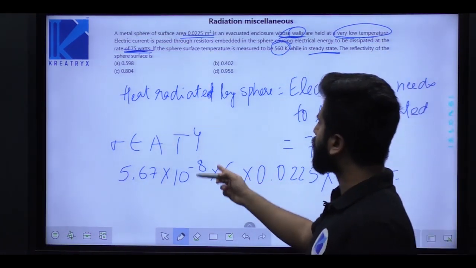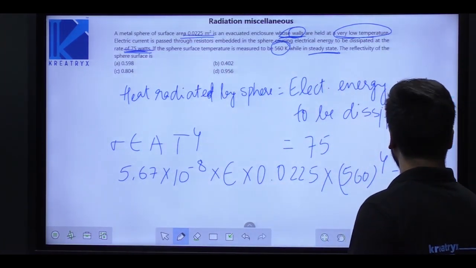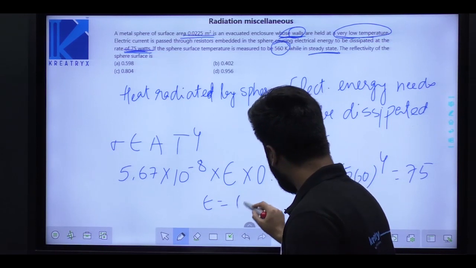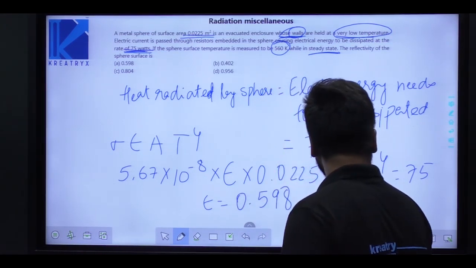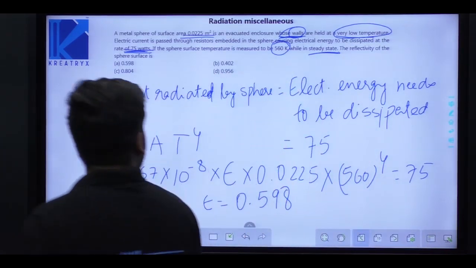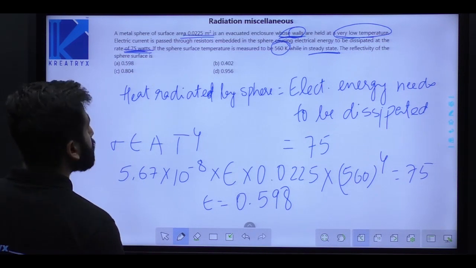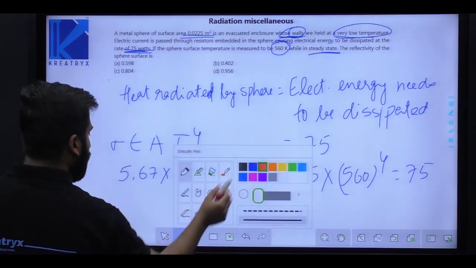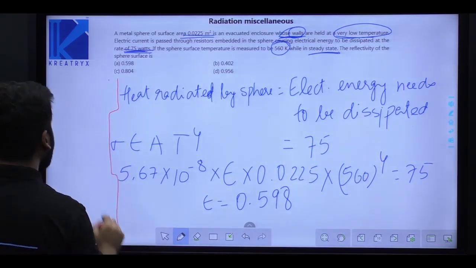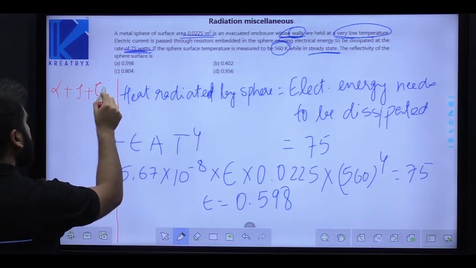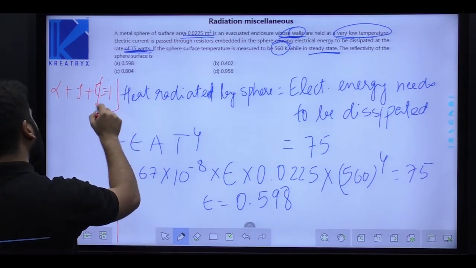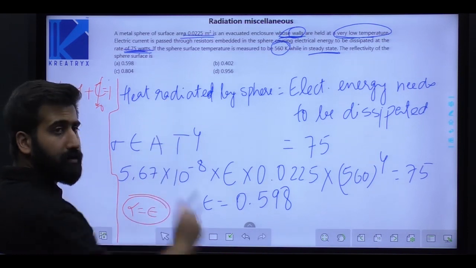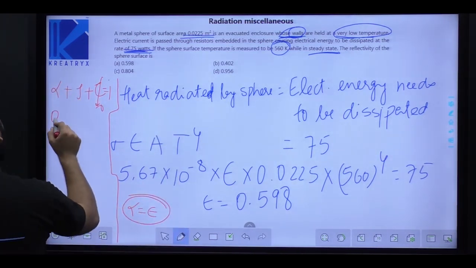If I get epsilon, I can get reflectivity. Why? I'll show you why. Epsilon comes out to be 0.598. And this is an opaque body, so alpha plus rho plus tau is equal to 1. Opaque body means tau is 0. And alpha is equal to epsilon by Kirchhoff's law at that single temperature. So epsilon is 0.598.